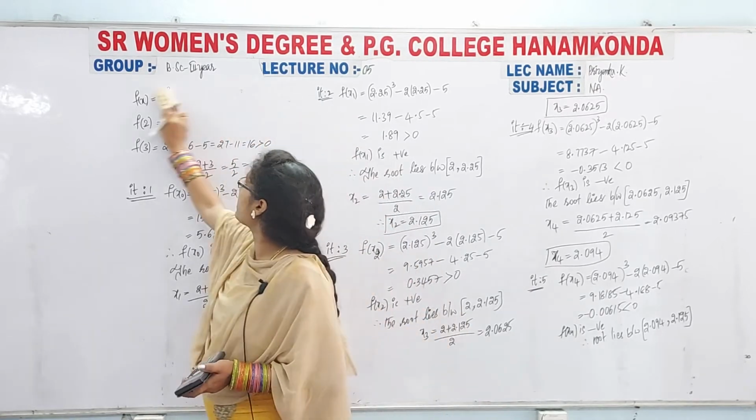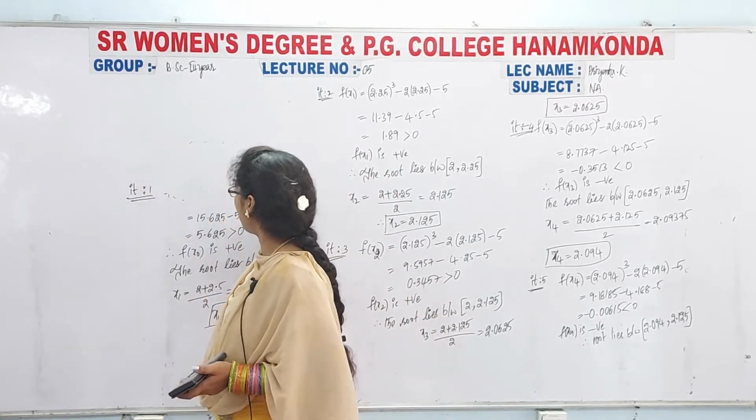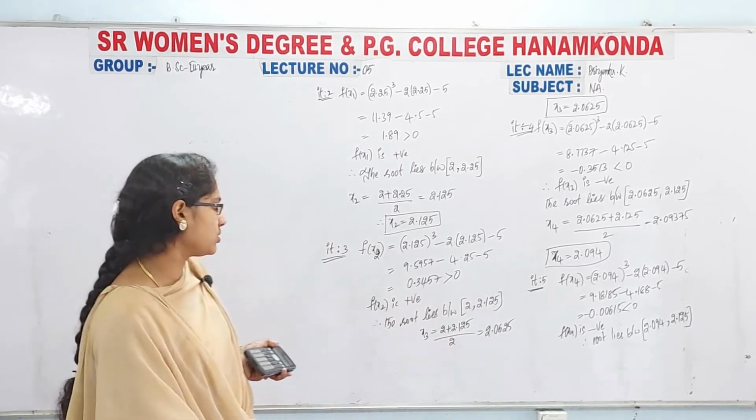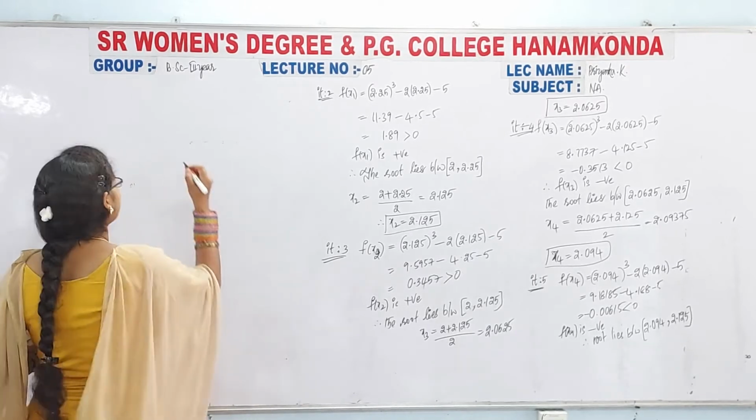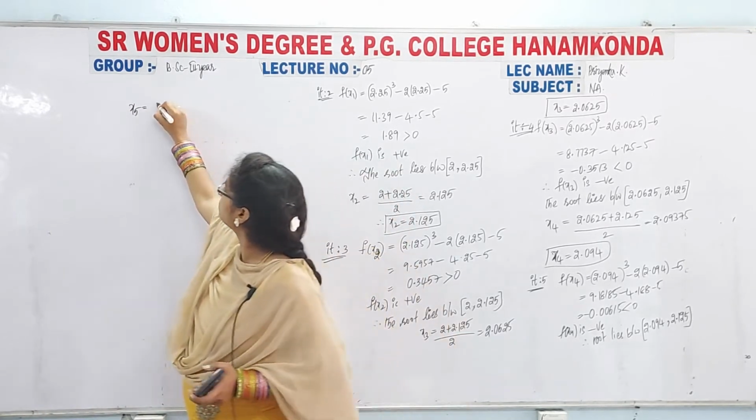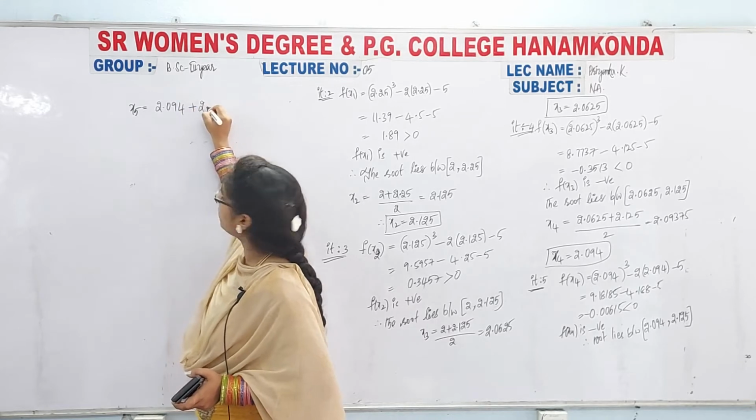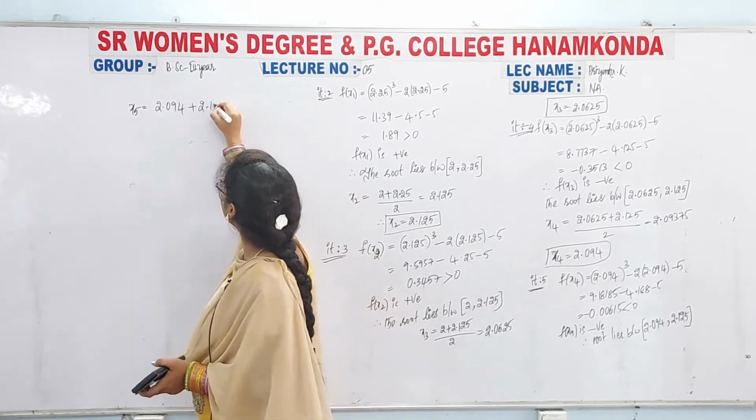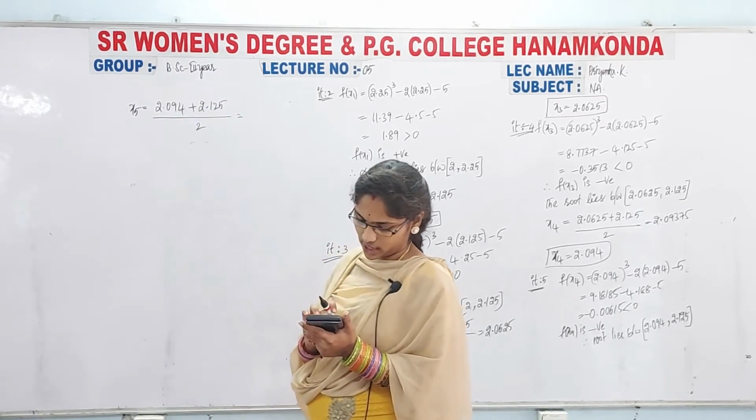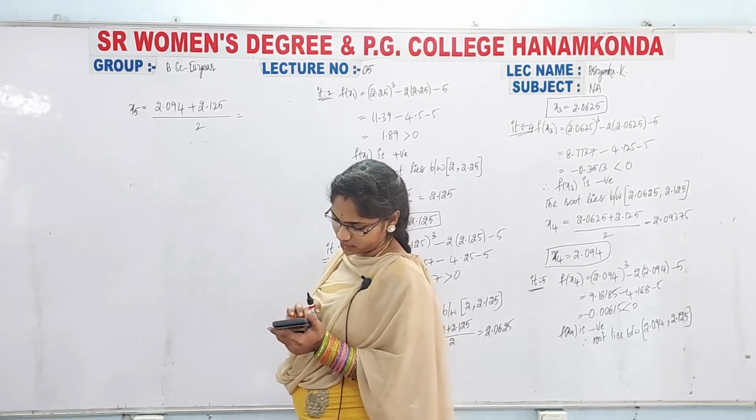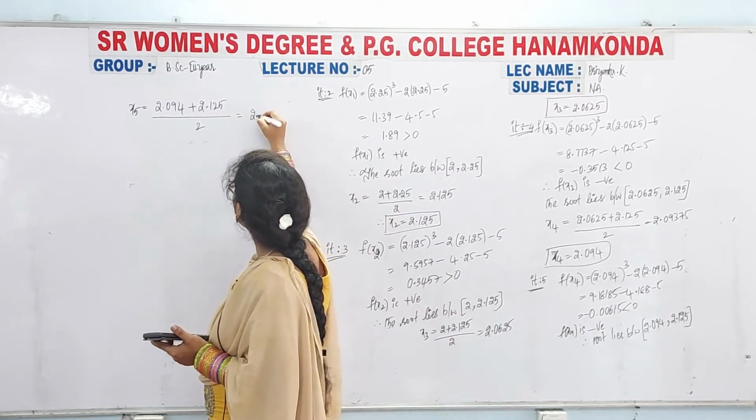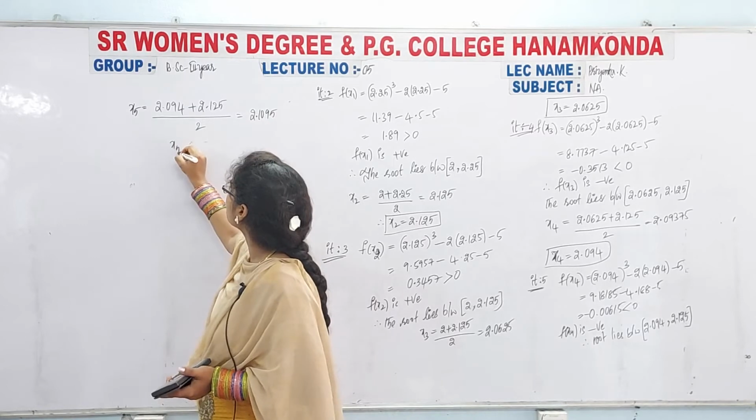So here x5, how we have to calculate? Simply take the addition of the interval values. So now here what we get? x5 equals 2.094 plus 2.125 divided by 2. So 2.094 plus 2.125, divided by 2 again, we have 2.1095. This is nothing but the value of x5.